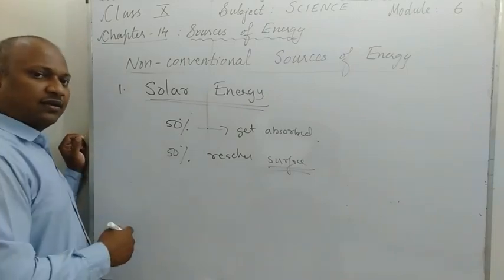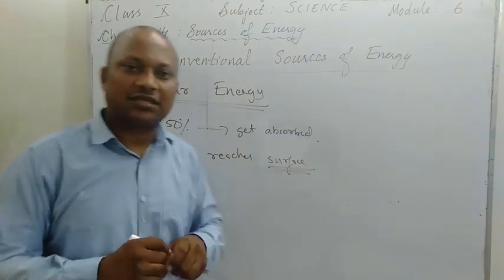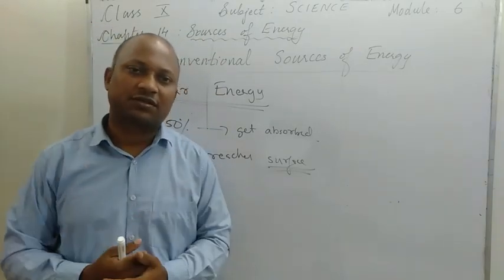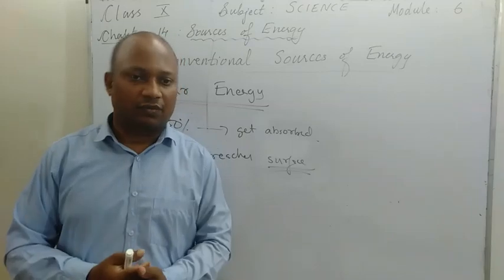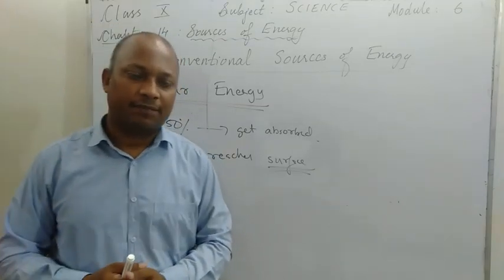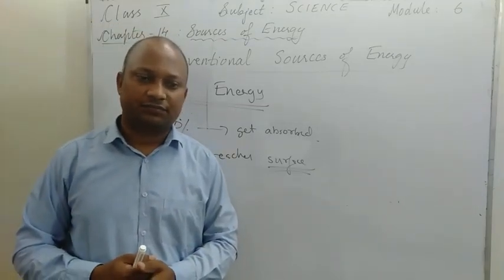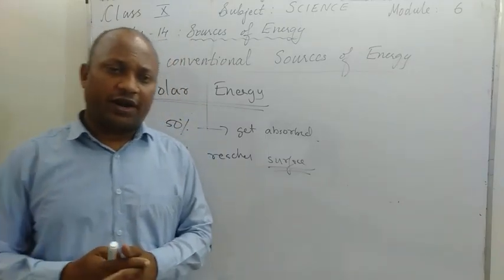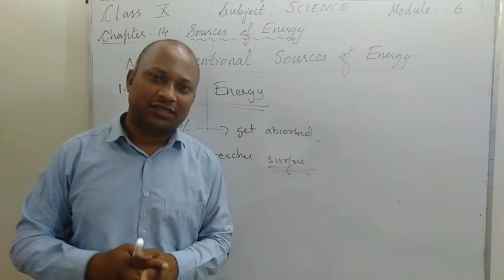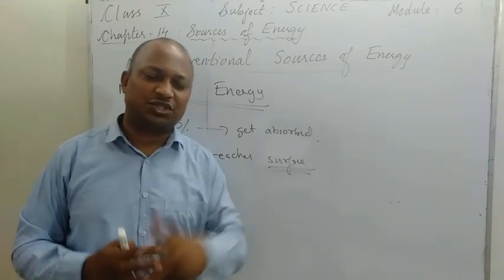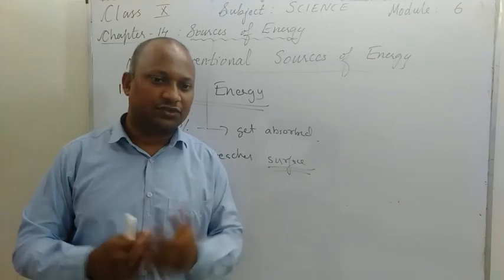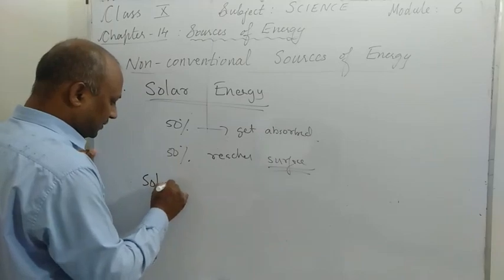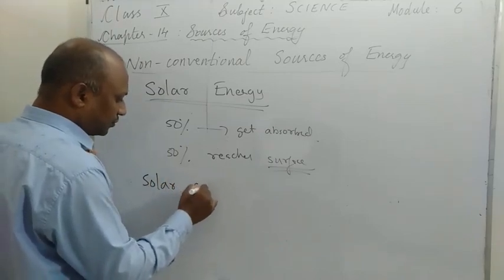And then this energy is utilized by plants to produce fruits, cereals, vegetables, or whatever we need. So, what about the other devices which trap this energy? Number one we are going to discuss is the solar cooker.